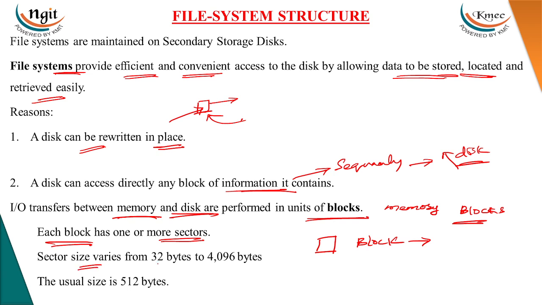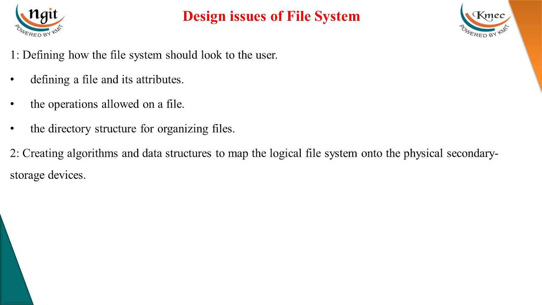The sector size varies from 32 bytes to 4096 bytes, that is, 32 bytes to 4 KB. Block size will be 32 bytes to 4 KB. But most of the time, the usual size is the default, equal to 512 bytes. That is, on average, your block size is equal to 512 bytes.